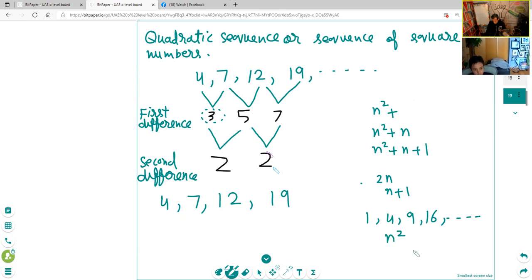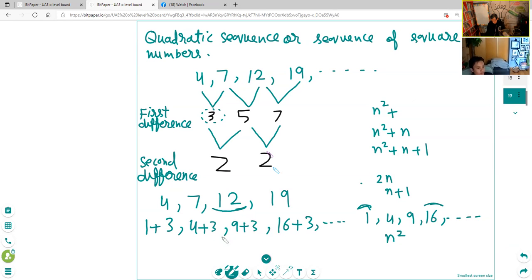Clear? Okay. We can write 4 as 1 plus 3. In the first term we find 1. In the second term we need 4, so 4 plus 3. 12 can also be written, because in the third there will be 9, as 9 plus 3. In the fourth, because here is 16, we write 16 and add 16 plus 3.